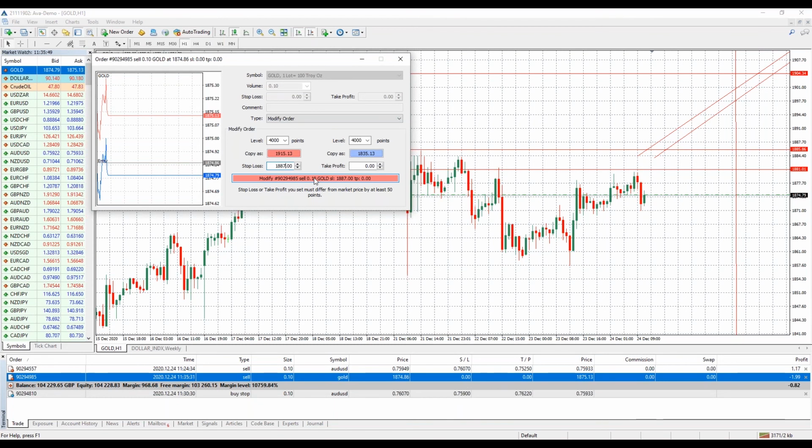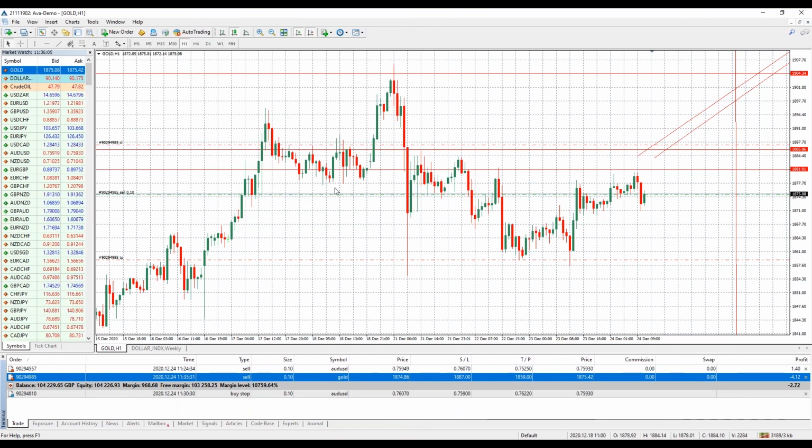I don't like the entry point exactly on this. I would rather have gotten in closer to the resistance, but it's just a simulation. And take profit at the next support level. That's about 1858, 1860. Let's say 1859. Okay, so my potential profit is a bit more than my risk. And so if gold pushes down to the next support level, I've got a nice profit.